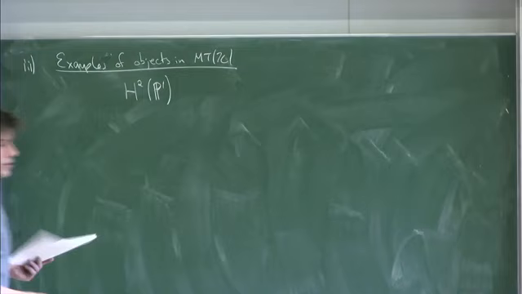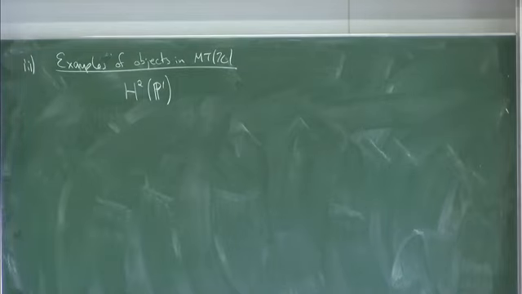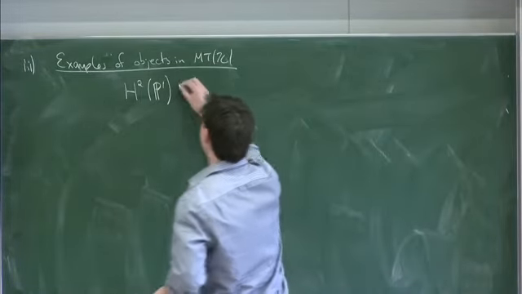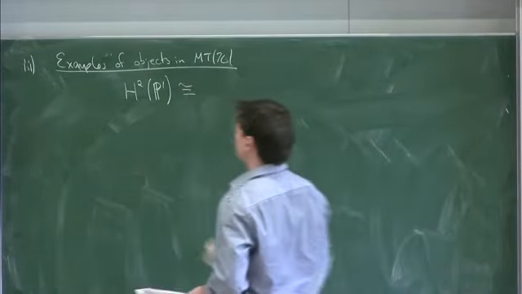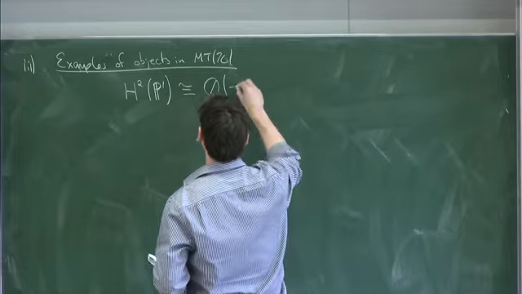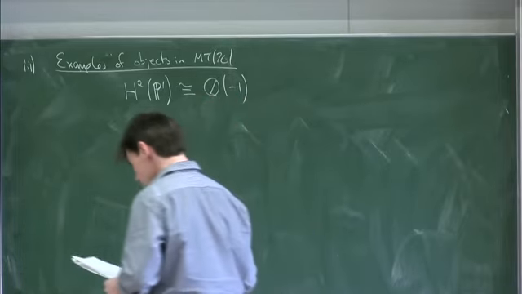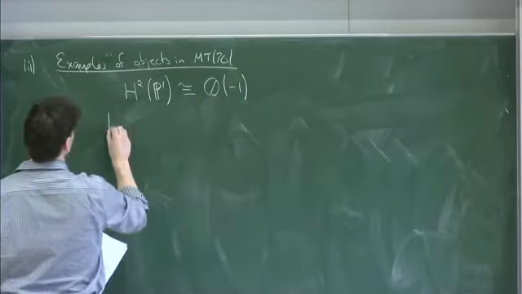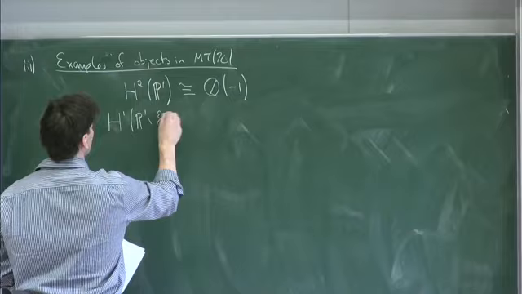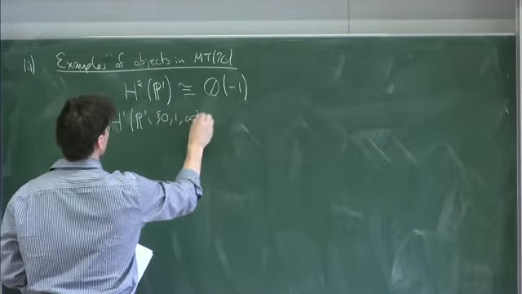I'm going extremely fast here because the background is enormous and I need to get to the main point. So we can write down the cohomology of P^1, H^2 of P^1, for example. That gives us the object Q(-1). Here's another object, H^1 of P^1 minus {0, 1, infinity}.